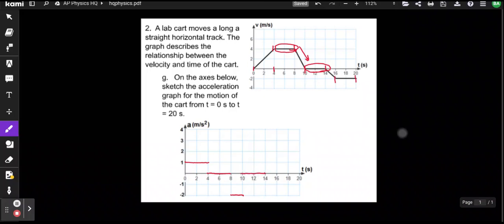And then, a small bit here, we have a negative slope, a rise of negative 2 and a run of 2, which is going to give us negative 1 meters per second squared. So from 14 to 16, we have a negative 1 meters per second squared acceleration. And then once again, from 16 to 20, the slope of our velocity is 0, and that means that our acceleration is 0 meters per second squared from 16 to 20.